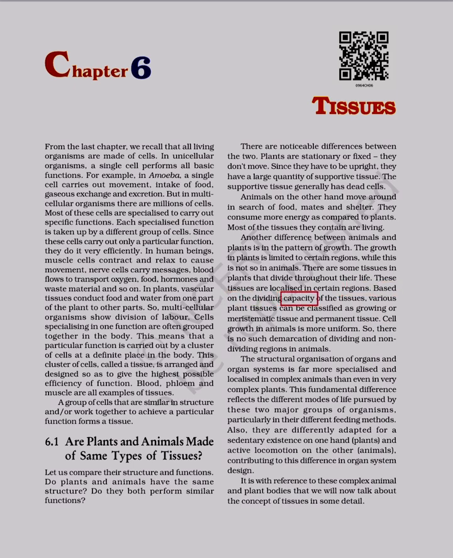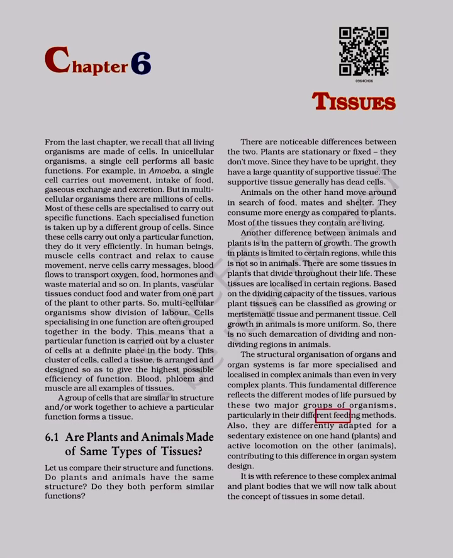Based on the dividing capacity of the tissues, various plant tissues can be classified as growing or meristematic tissue and permanent tissue. Cell growth in animals is more uniform. So, there is no such demarcation of dividing and non-dividing regions in animals. The structural organization of organs and organ systems is far more specialized and localized in complex animals than even in very complex plants. This fundamental difference reflects the different modes of life pursued by these two major groups of organisms, particularly in their different feeding methods.